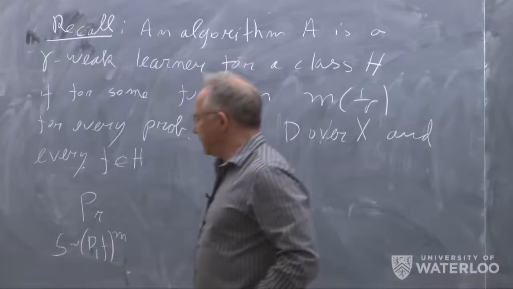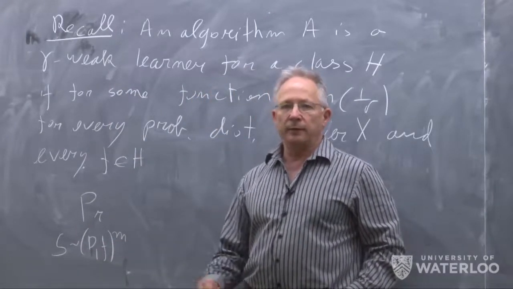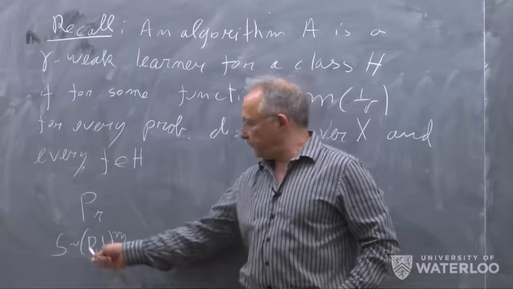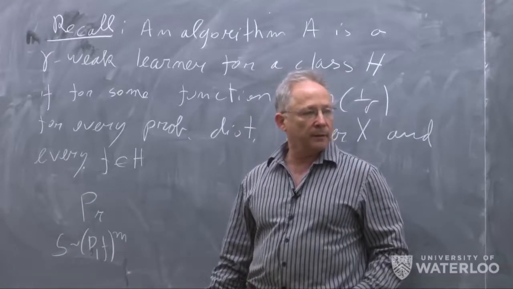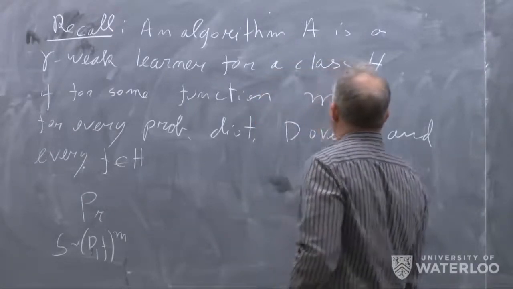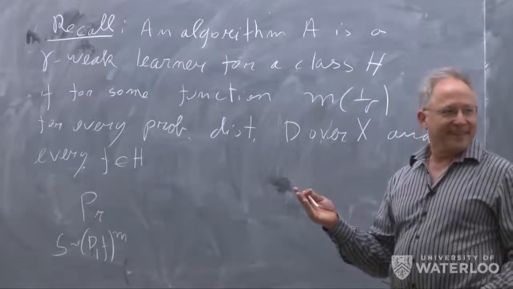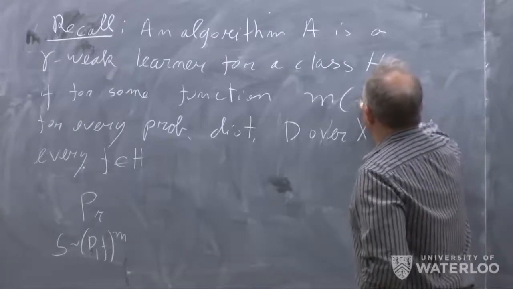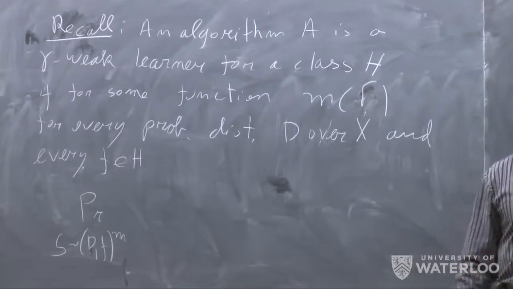This notation means that the samples are IID drawn m many times, and each time I draw a sample, I pick randomly from D and label it according to f. It could be m of delta or m of 1 over delta, it's the same thing. Let's make it m of delta, but it will be an increasing function of 1 over delta.